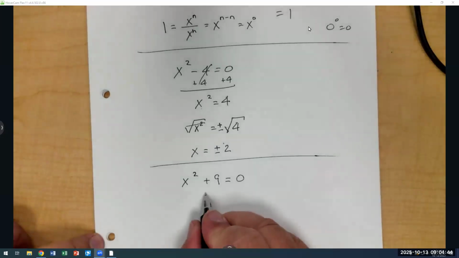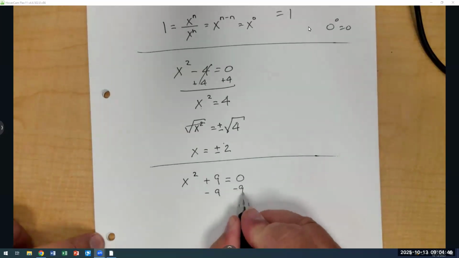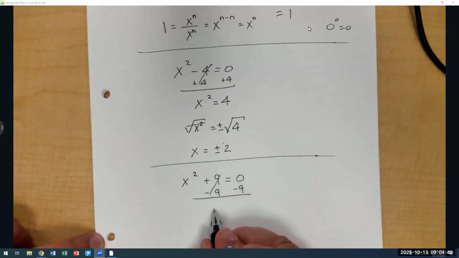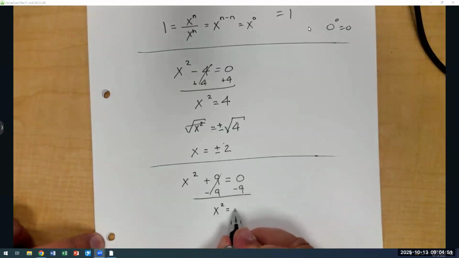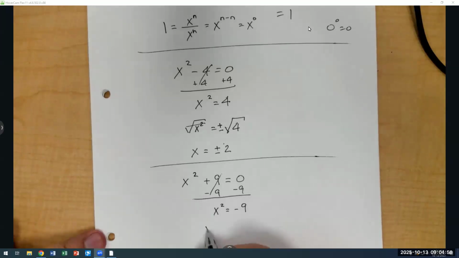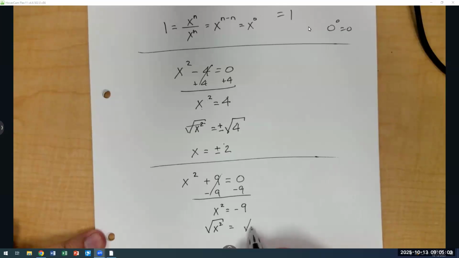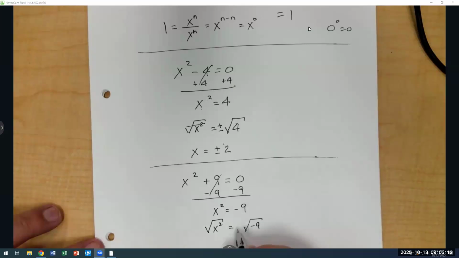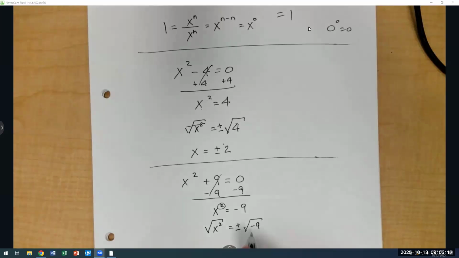Okay. So x squared equals negative 9. Then we square root both sides. Very good, very good. What are we missing? Yeah, we're missing a plus or minus. Because anytime you take the square root of an even exponent, you have to put a plus or minus in front of it.